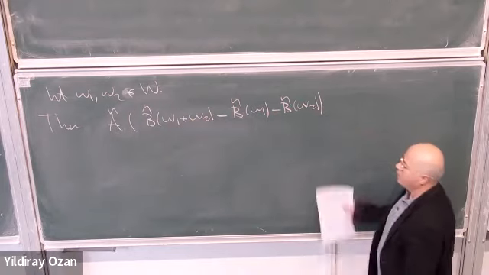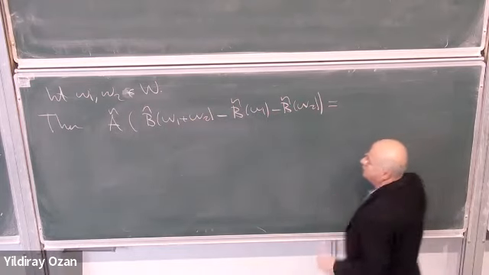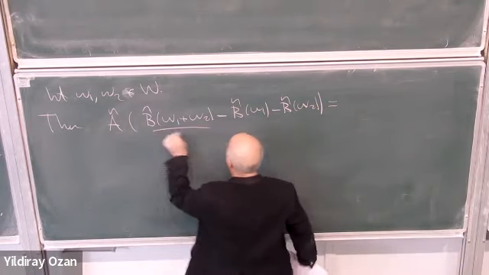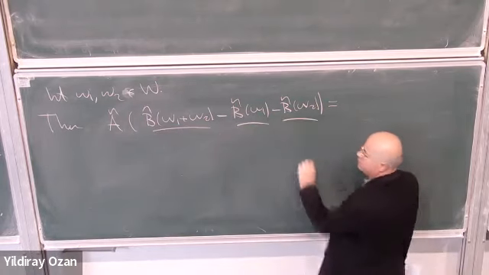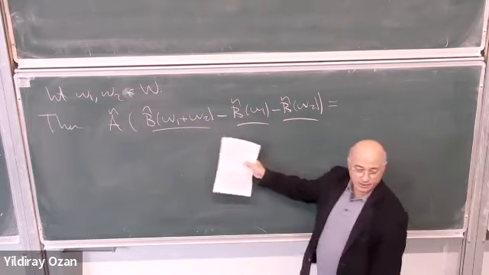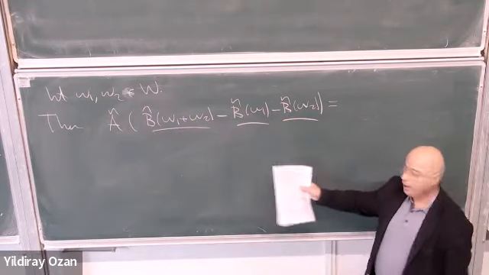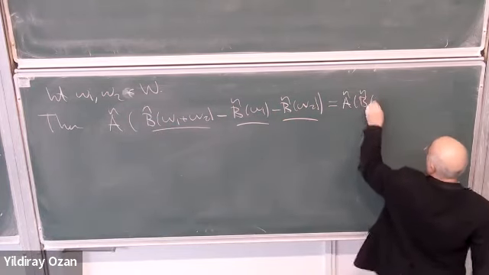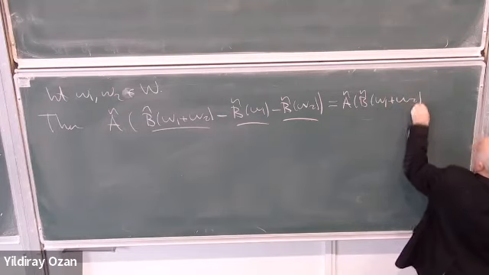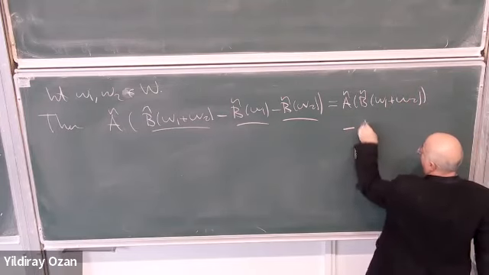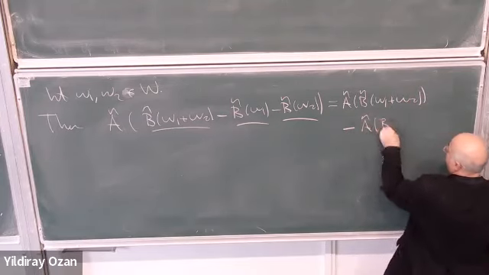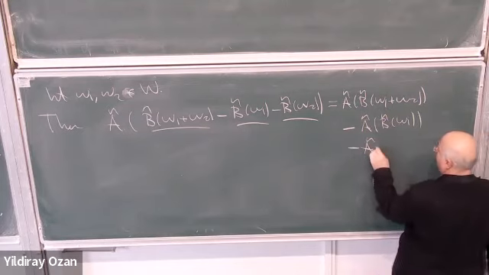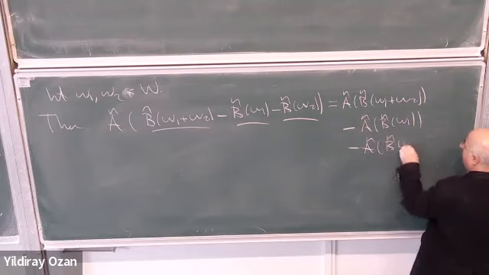What is this equal to? Well, A hat is a linear map. I have three vectors: this vector minus this vector minus this vector. Since A hat is linear, we should have this equal to A hat of B hat of w1 plus w2 minus A hat of B hat of w1 minus A hat of B hat of w2.